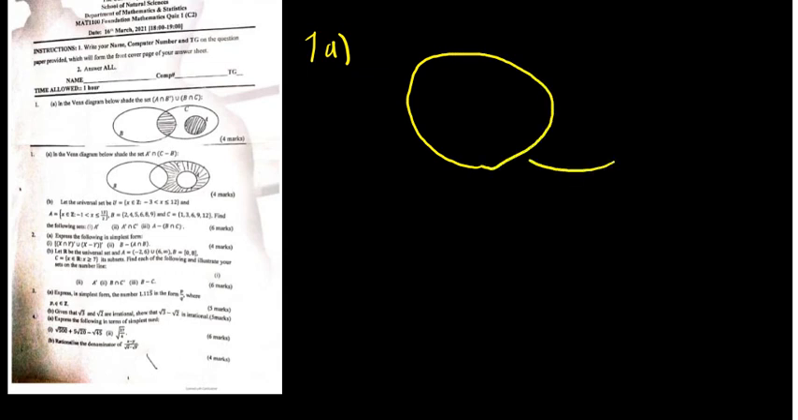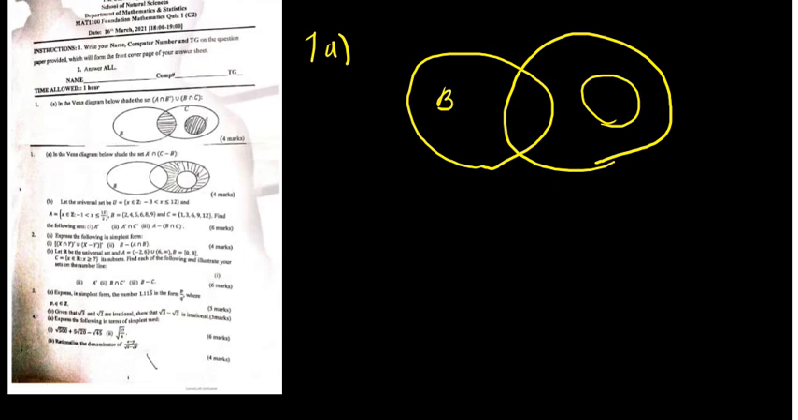So let's write the Venn diagram here. So this is the Venn diagram. This is B, and this is C, and this is A. As you can see, this means that A here is a subset of C.